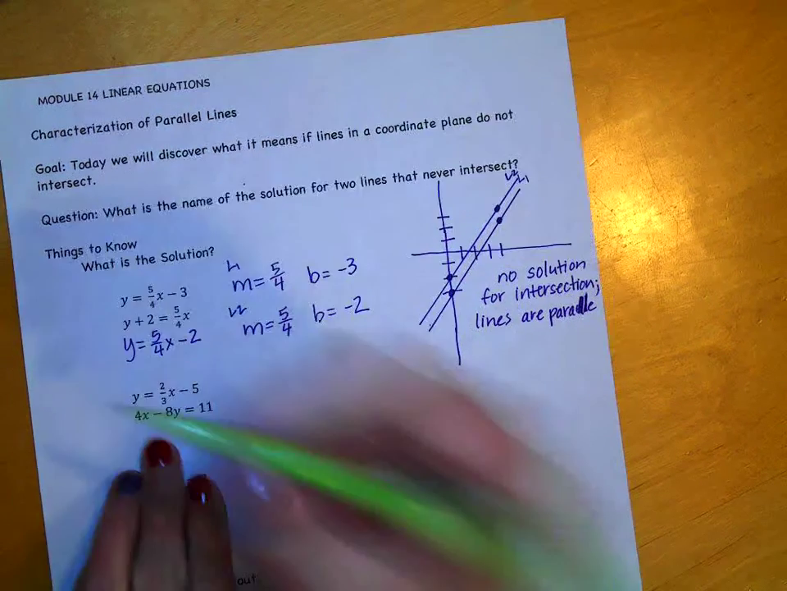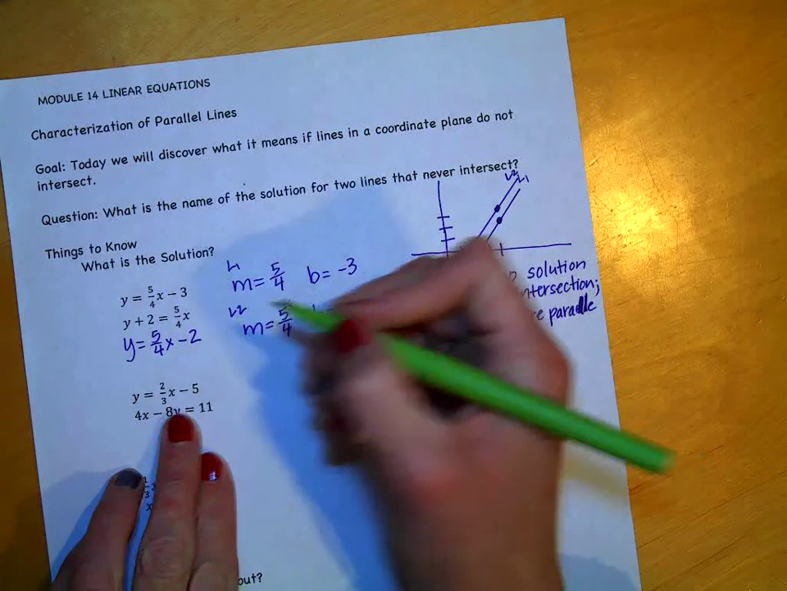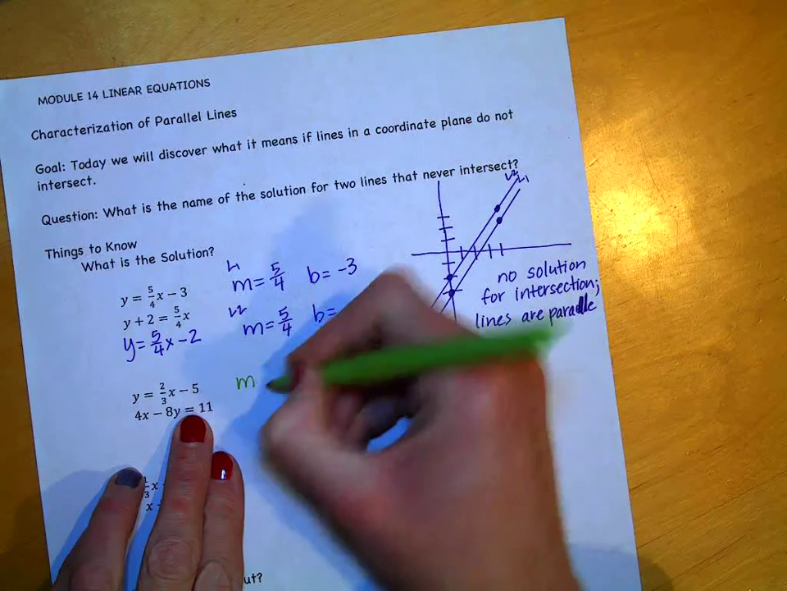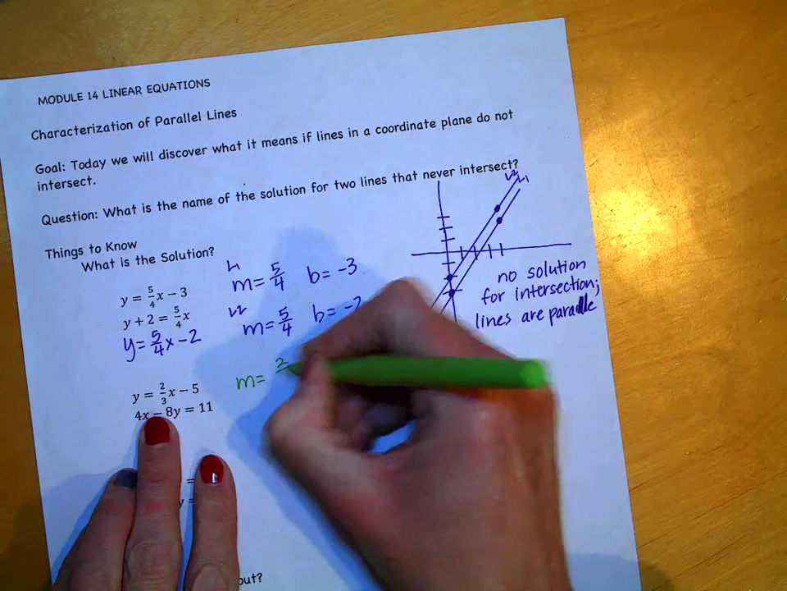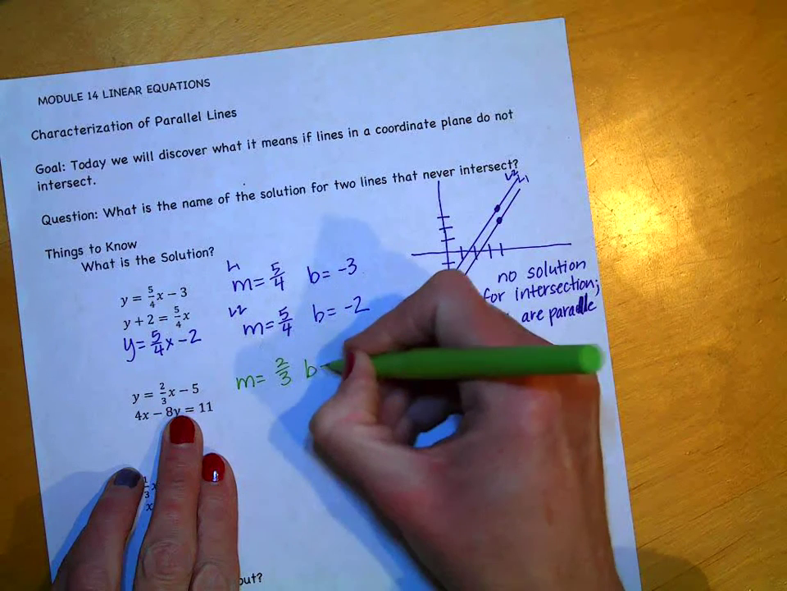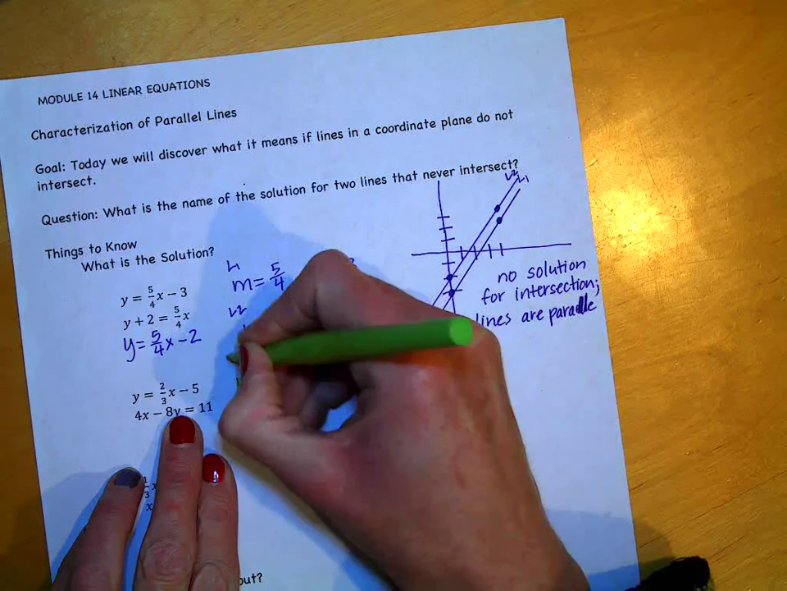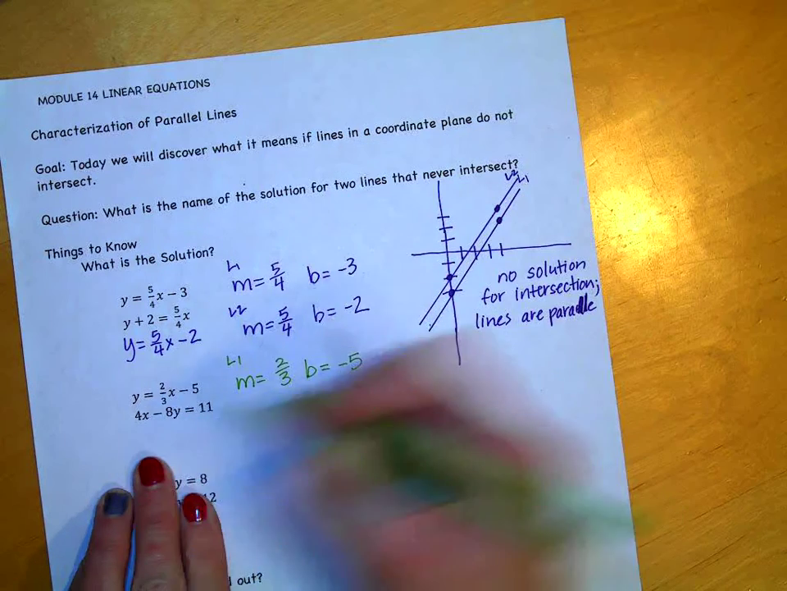Okay, so the next one we have is y equals 2/3 x minus 5, so we already know the slope. The slope for this one is 2/3, and your y-intercept is -5, and we'll call this line 1.